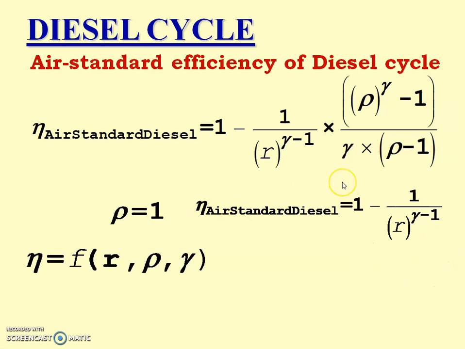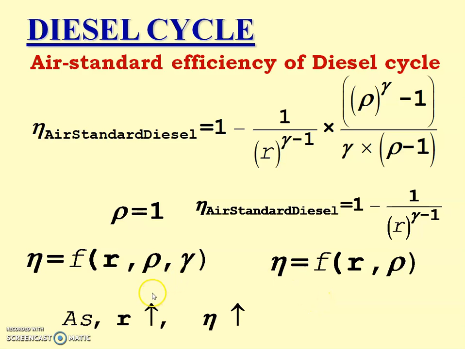Now from this equation we can also say that the efficiency of the diesel cycle depends on the value of R, rho and gamma. While gamma is constant, so it depends upon R and rho. R is the compression ratio and rho is the cutoff ratio. And as the compression ratio increases, the efficiency of the diesel cycle increases, and as the cutoff ratio increases, the efficiency of the diesel cycle decreases.